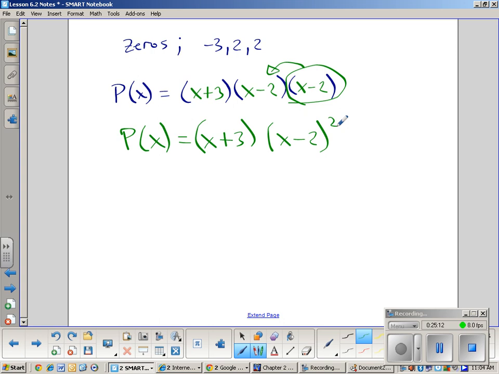Since I have x minus 2 twice, I could write it as x minus 2 squared. Okay? But you don't have to. And I don't even recommend it unless I tell you you have to put it in standard form. And even then I wouldn't recommend it because most of you don't know how to multiply that out written that way.